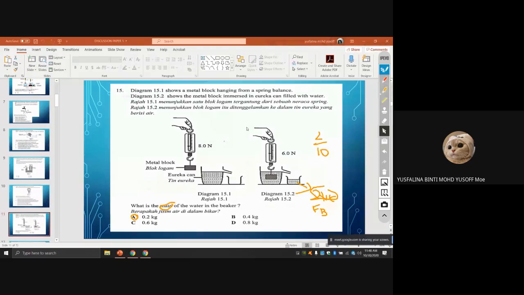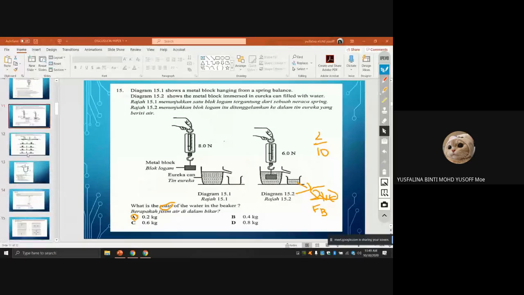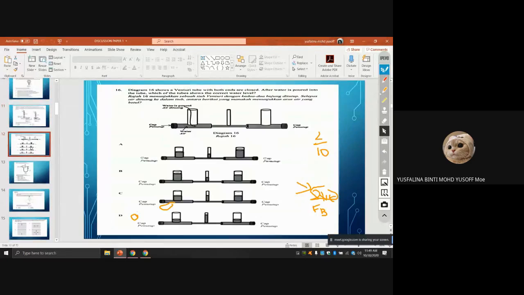Alright, next one. This is the Bernoulli Principle, which I already explained to you before. This one, both ends are closed, so the velocity in the tube is all the same, which means the pressure is all the same. So the answer for number 16 is C.